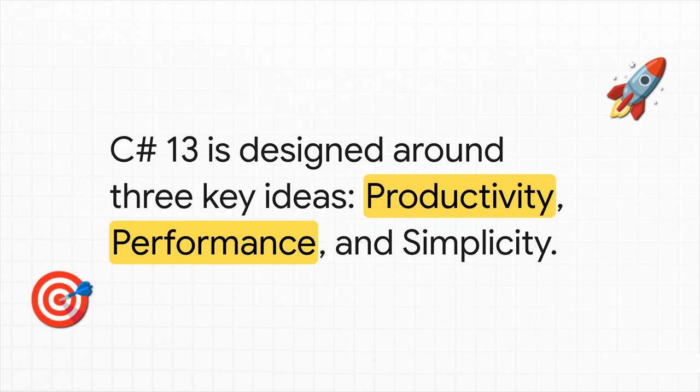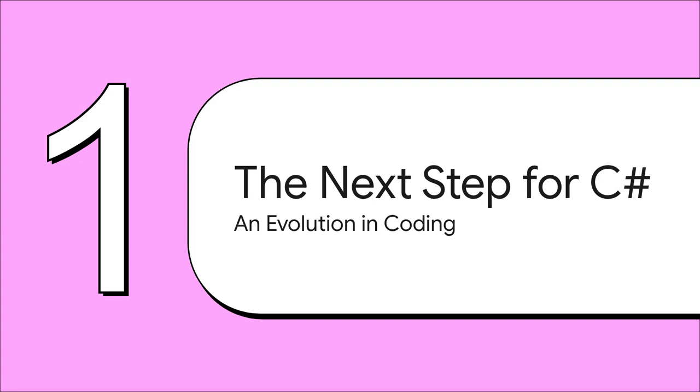Every single new feature we're about to look at is built on one of these pillars. Think of it like this. They want us to ship code faster, make sure that code absolutely flies, and let us do it all with way less clutter. So first, let's just quickly set the stage.